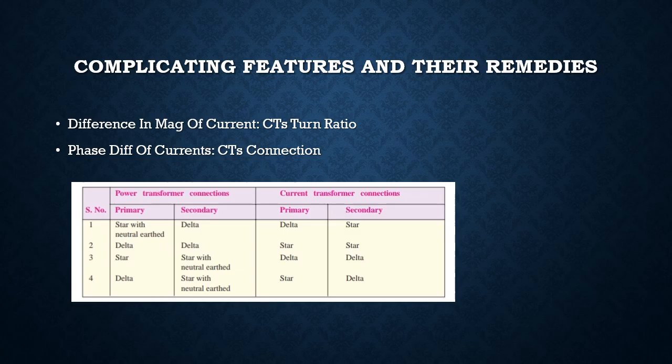And the second complicating feature is the phase difference between the primary and secondary currents. For example, the primary current of the transformer is 10 at an angle of 0 degrees. The secondary current of the transformer is 10 at an angle of 30 degrees. So the phase difference between the primary and secondary currents is 30 degrees.